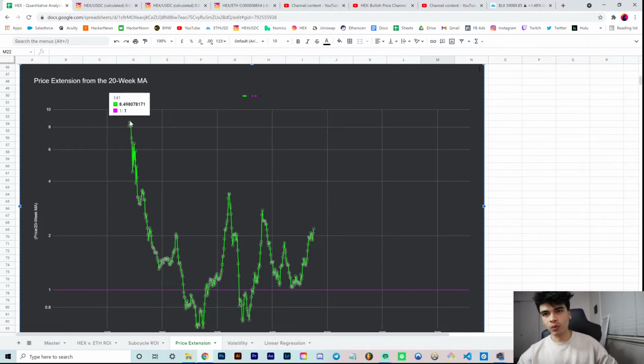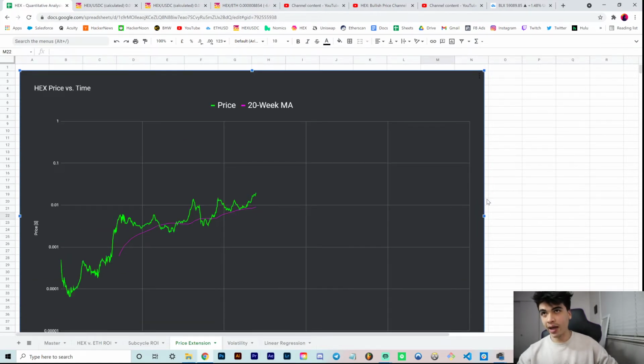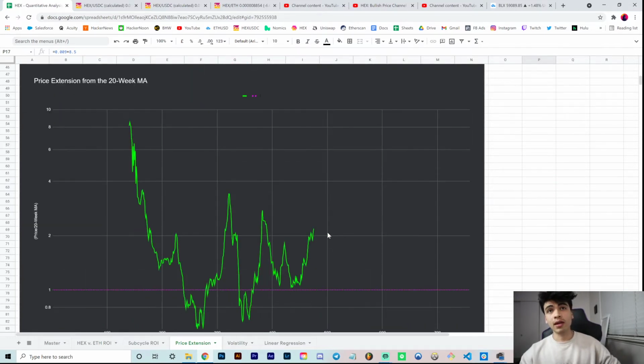And so let's say we were to reach this previous historical level of price extension from the 20-week moving average, 8.5x. Where would that put us now? All we really have to do is multiply the current value of the 20-week moving average by 8.5. What is the 20-week moving average today? About 0.009. Let's put that in over here. If we were to be 8.5x extended from that level like we've seen in the past, that would put us at around a 7.5 cent HEX. I don't know if you can actually see that value right here, but it's 7.65 pennies.